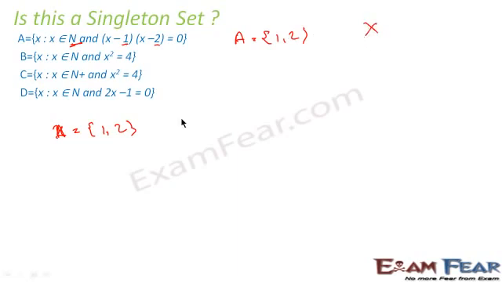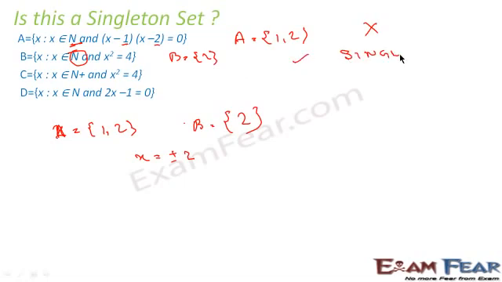Now let's take the second example. Set B, where x square is equal to 4. So x is equal to plus minus 2, that is plus 2 and minus 2. But B is only natural numbers, so we'll ignore minus 2. So B will have only plus 2. Now B is equal to {2}, only one element. So that means B is a singleton.